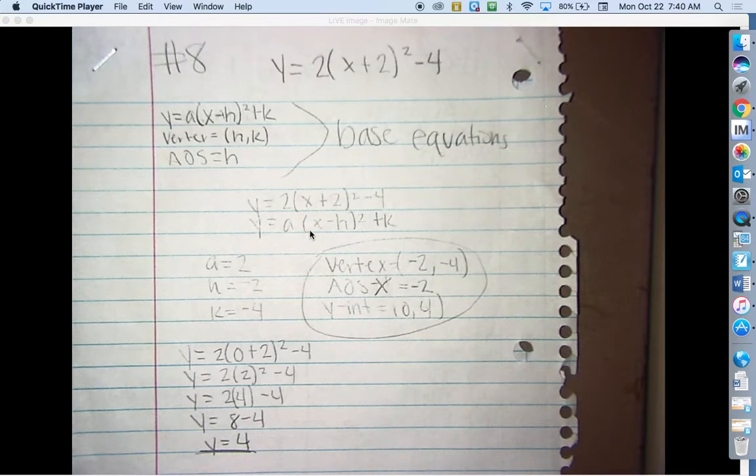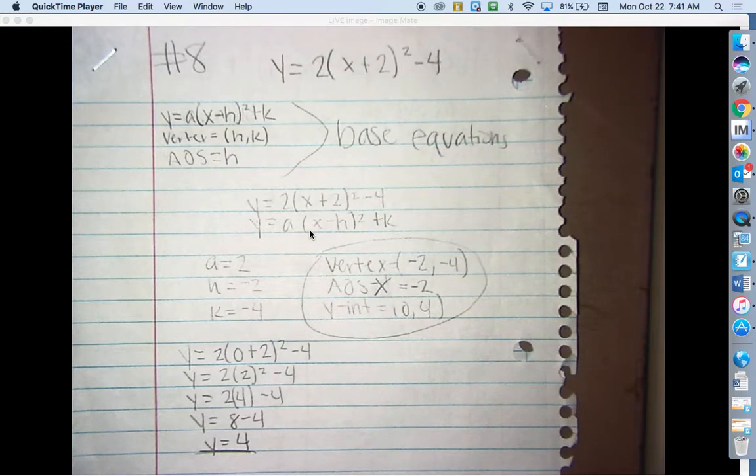When you look for the y-intercept, you have to set x to 0, because the y-intercept is when x is 0. When you do that, you get y equals 2 parentheses 0 plus 2 squared minus 4. When you add the 2 to 0, you get y equals 2 parentheses 2 squared minus 4. When you square 2, you get 4, so now you have y equals 2 times 4 minus 4. When you multiply 2 and 4 together, you get 8. So now you're down to y equals 8 minus 4, and that is 4, so your y-intercept is (0, 4).